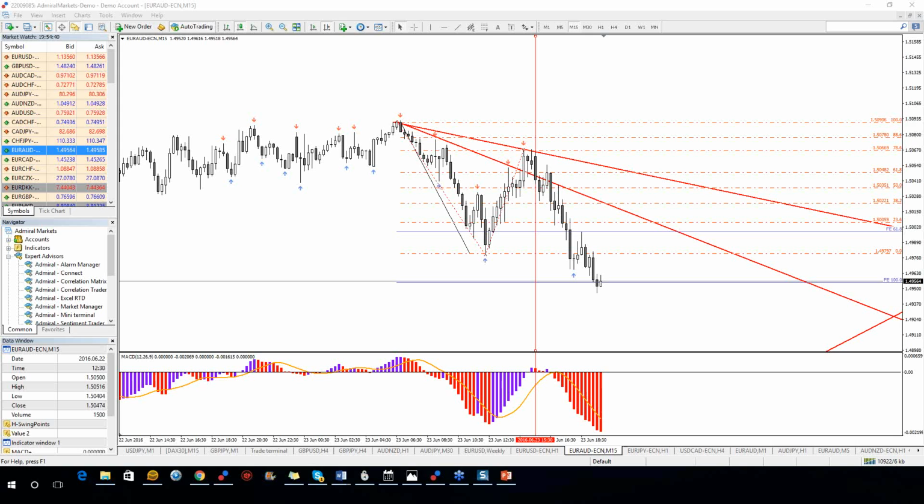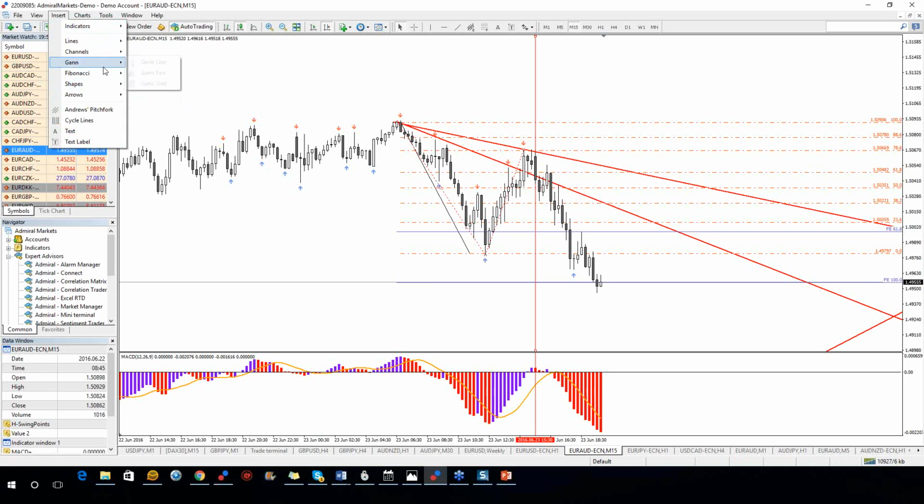Ronald, again, how would you define the target? Sorry, Ronald, I just saw your question. And yeah, you see the targets. Very simple. Idris, how do you create a Fibonacci extension? Simple. Insert Fibonacci extension. This is by default on MetaTrader 4, so very easy.